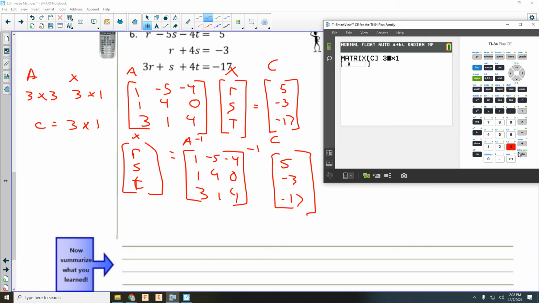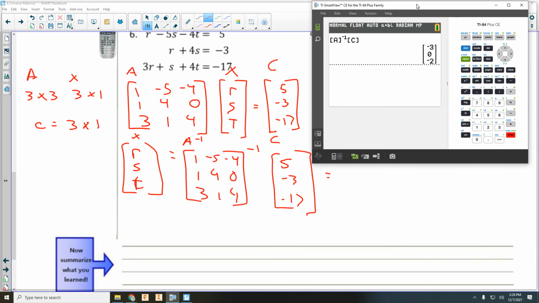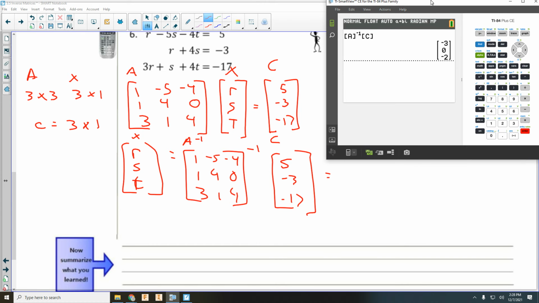Matrix C is 3 by 1. Is it 88, 97? So what do we get? 5, -3, -17. And then back on the home screen, we have to do A inverse. Did you remember to do the inverse? A inverse C. Negative 302.